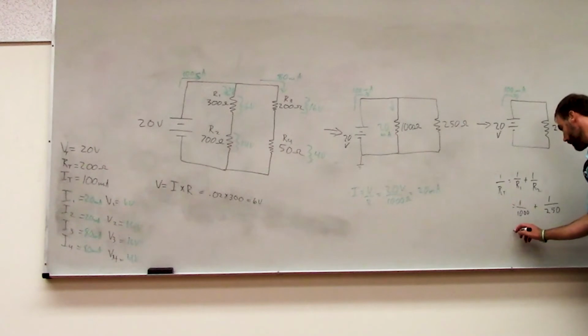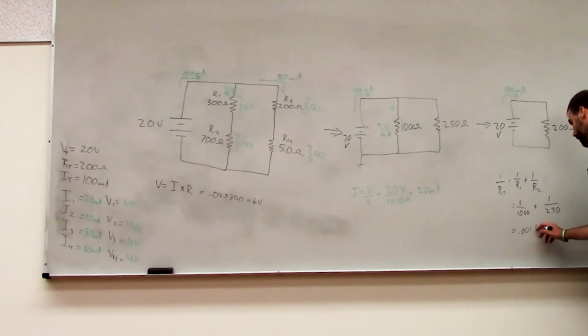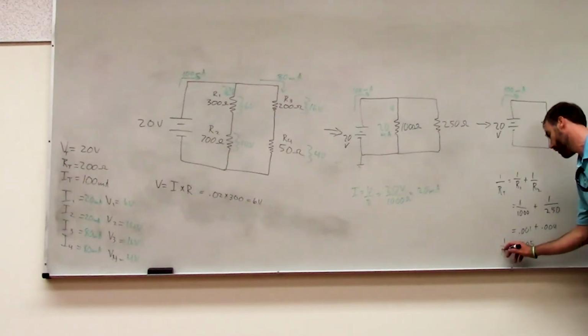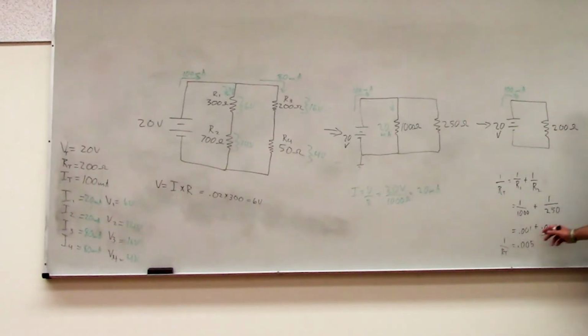So if you plug that into your calculator, this comes out to be 0.001, and then plus 0.004. So when you add these together, they come out to be 0.005. So 1 over our total equals 0.005. So our total equals 1 over 0.005, which equals 200.